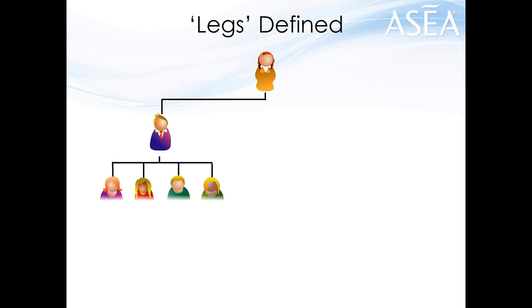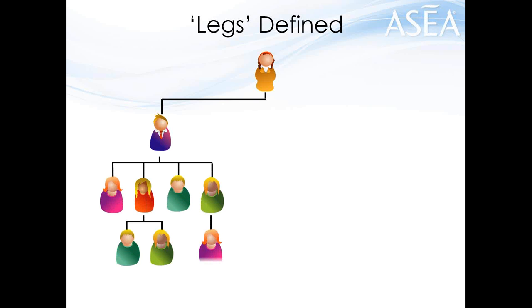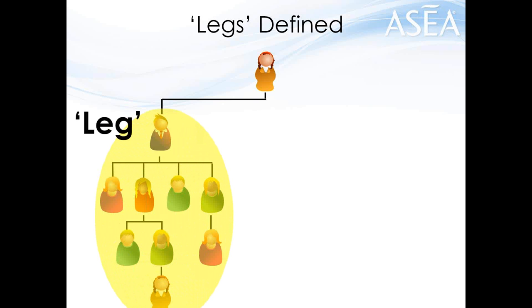Now, you have to have two Director 300 legs. So what is a leg? Well, everyone that you personally enroll and everybody underneath that person would be considered to be in that leg. Okay, it's based on personal enrollments. It's just the terminology or nomenclature for that.